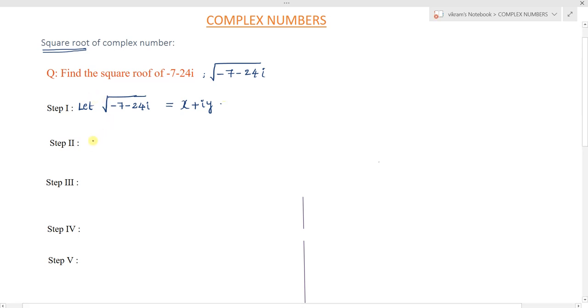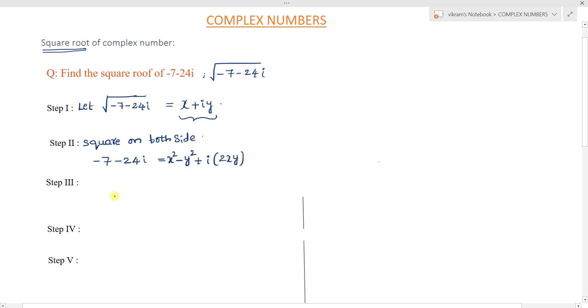Then the next step: square on both sides. If we square both sides of the above equation, we get minus 7 minus 24i on the left. And squaring x plus iy gives x square plus i square y square, that means minus y square, plus 2xy times iota.